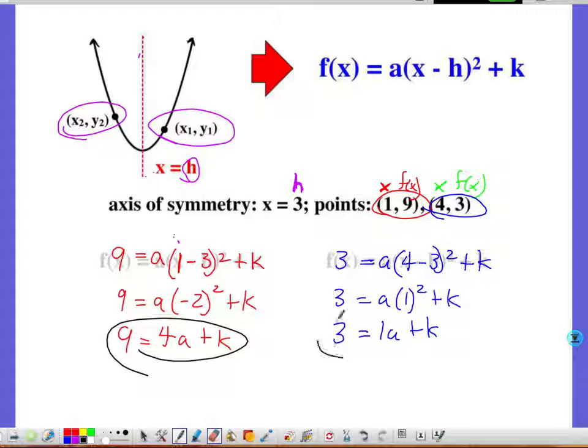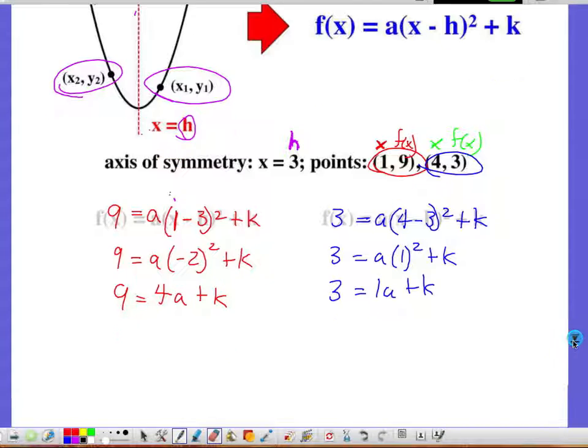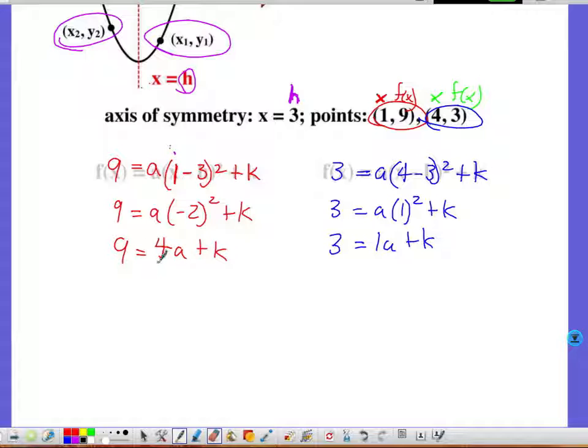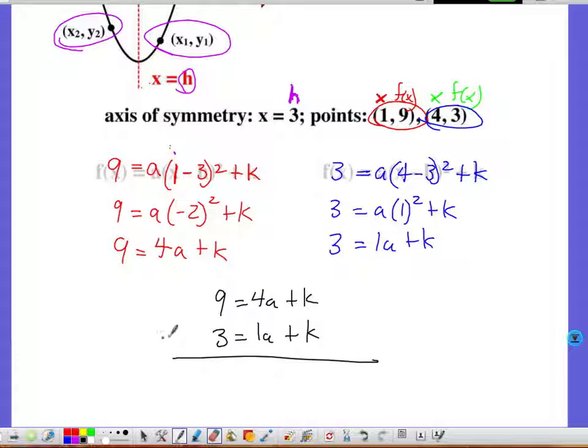So what am I going to do with both of these? Well, basically what I'm going to do is subtract both of them. So I'm going to take a look at my 4a and my a. Which one is larger? The 4a. So I'm going to write this equation first because it has the larger a plus k, and then I'm going to write this underneath it. 3 is equal to 1a plus k. And now I'm just going to subtract both of these equations.